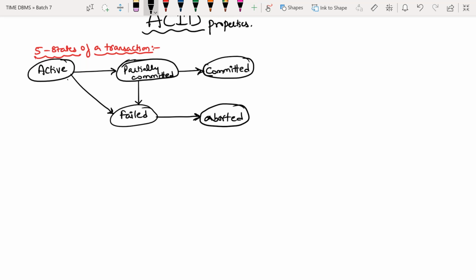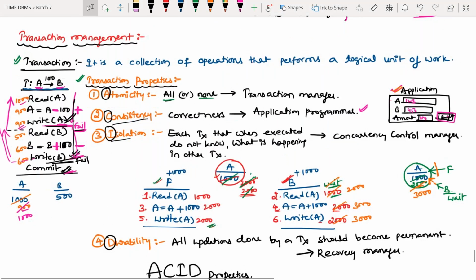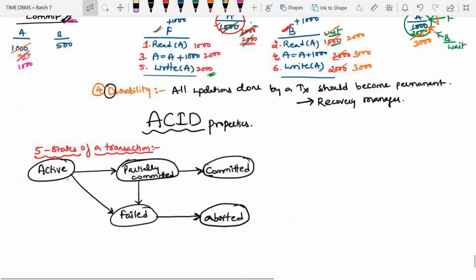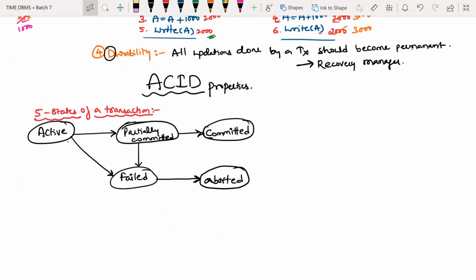Is it clear? Now we understood what a transaction is: a collection of operations that performs a logical unit of work. Its properties are atomicity, consistency, isolation, durability, the ACID properties. A transaction is in one of these 5 states: active, partially committed, failed, committed, aborted. If the transaction is executing, it is in the active state. If it has executed all operations except commit, it is partially committed. Once commit is also executed, it is the committed state.